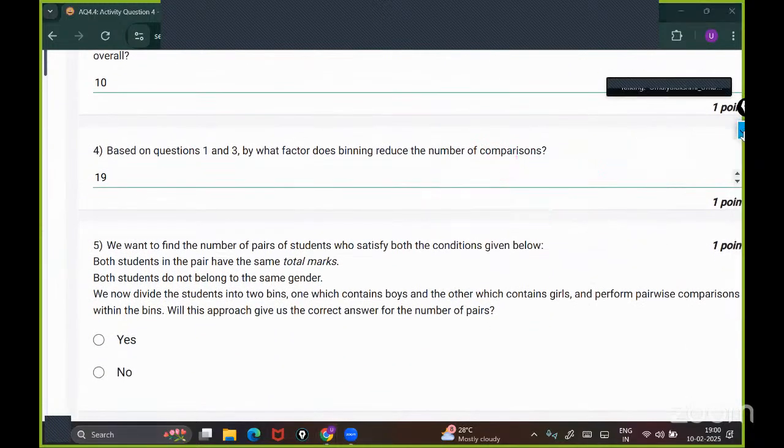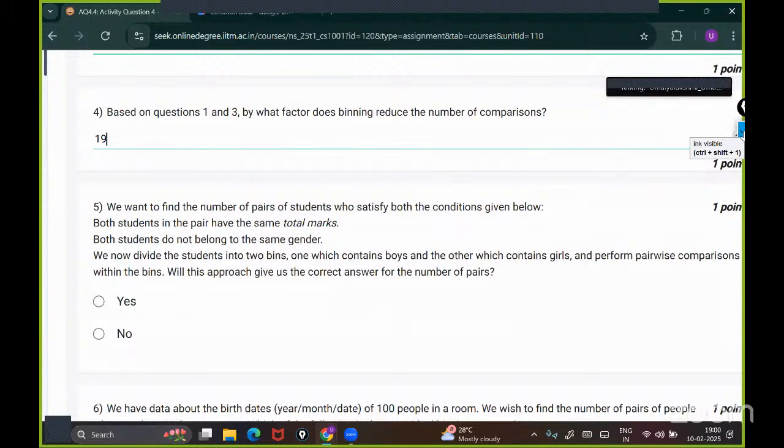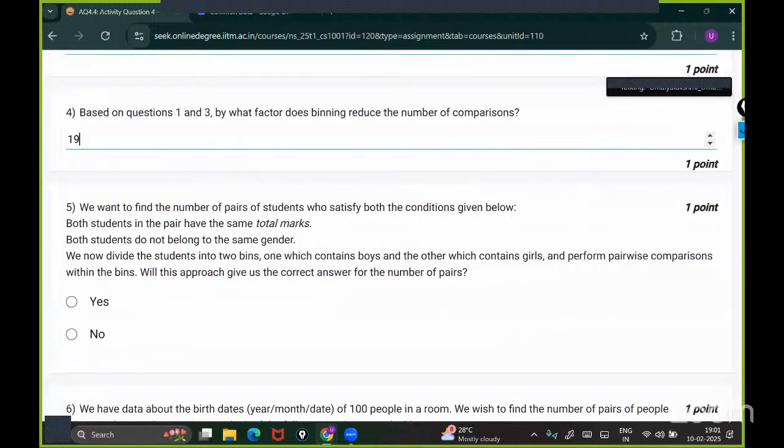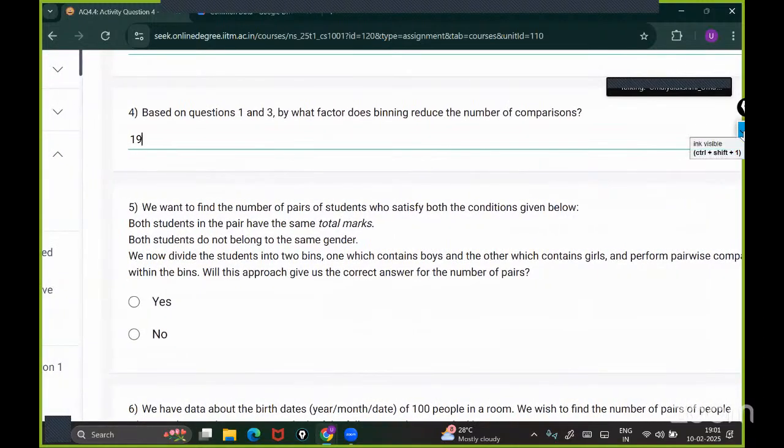Okay. So here we want to find the number of pairs of students who satisfy both the conditions given below. That is, both the students in the pair have the same total marks and they should not belong to the same gender. We have to take two students whose marks are the same but gender is not the same. So here they are taking two bins, one containing boys and the other containing girls, and performing the pairwise comparison within the bins. Will that give us the correct answer? Yes or no?